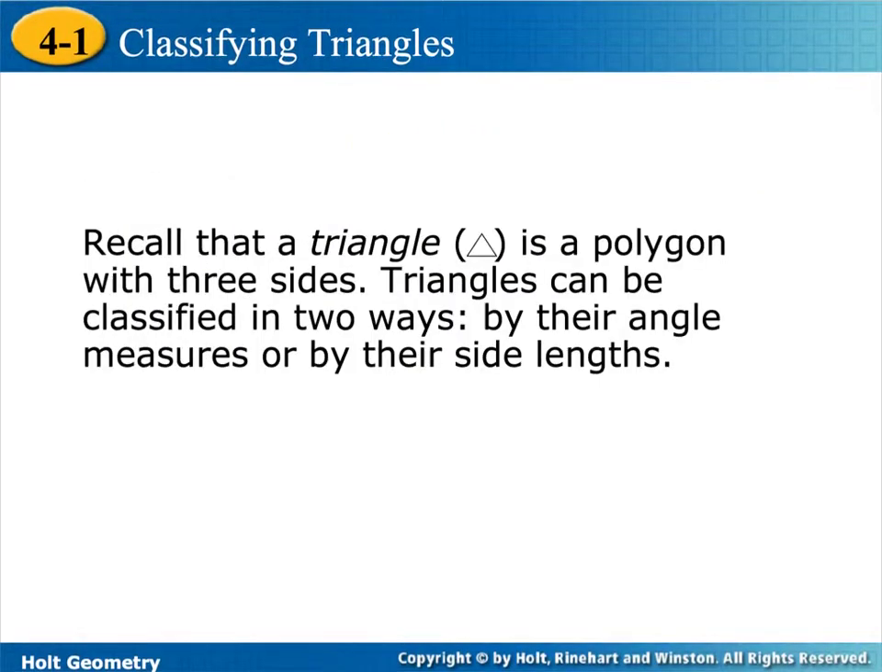So when we look at triangles, we know a triangle has three sides. The one thing we also know about triangles is that they can be classified in two different ways. We look at their angle measures for classification, and we look at their side lengths for classification. So there's going to be different ways to classify each triangle. You may know some, you may know them all. That's great. A little review never hurts.